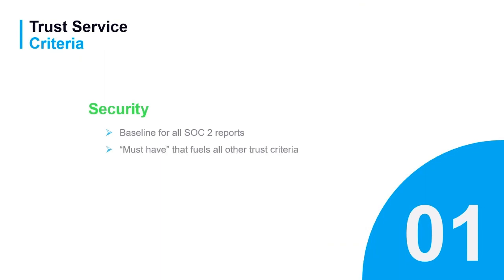So next is the trust criteria. There are 5 basic trust criteria, and this is what the SOC 2 actually audits. These are the families of controls. The first one we're going to touch on is security. Security is the baseline for all SOC 2 reports. That baseline is the must-haves. You have to have it. It's the core of what SOC 2 is, and it fuels all the other trust criteria.